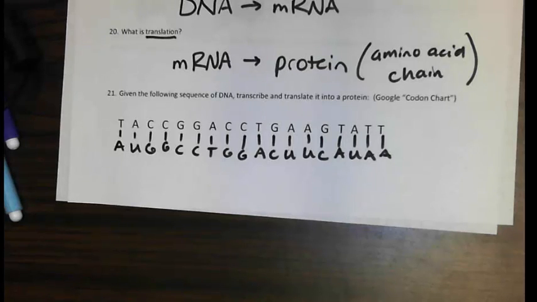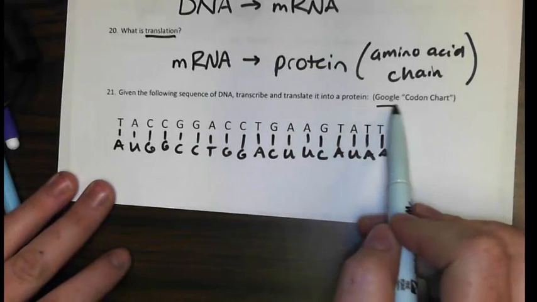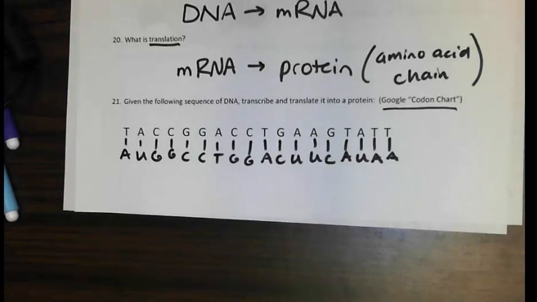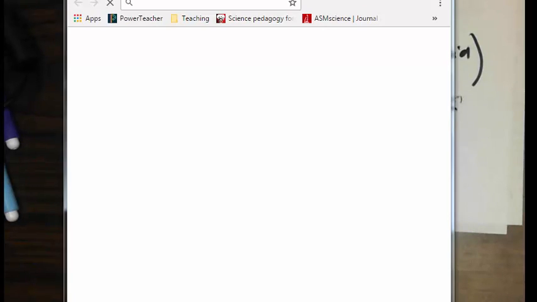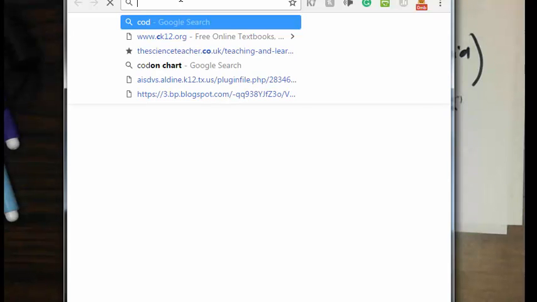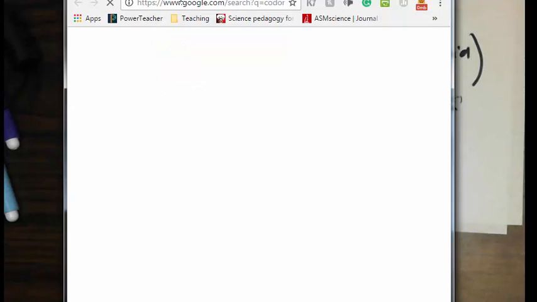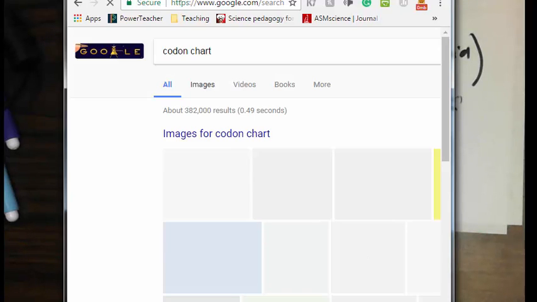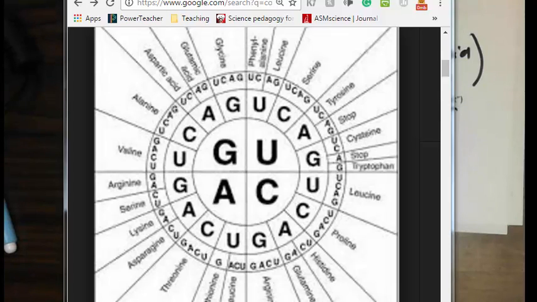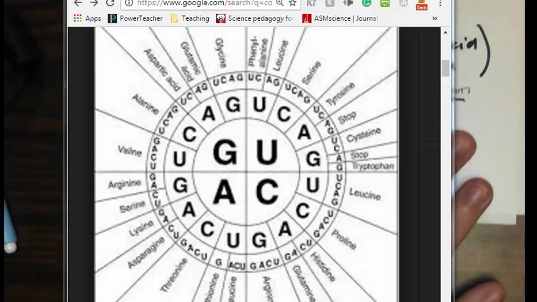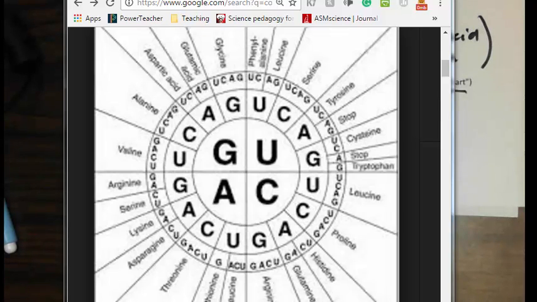Next is translation. So it says to Google the codon chart. So, all right, going to Google. If it'll load. Okay, I'm pausing it as it loads. Well, we're conveniently having a problem with the Wi-Fi at this moment. So this is a little fuzzy, but it should work, and you should be able to find a better one anyway.